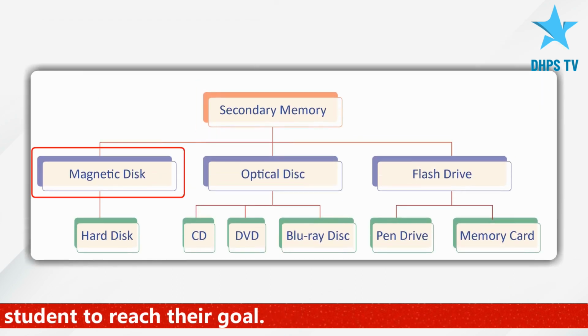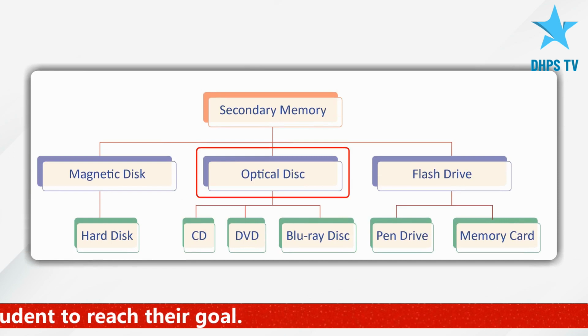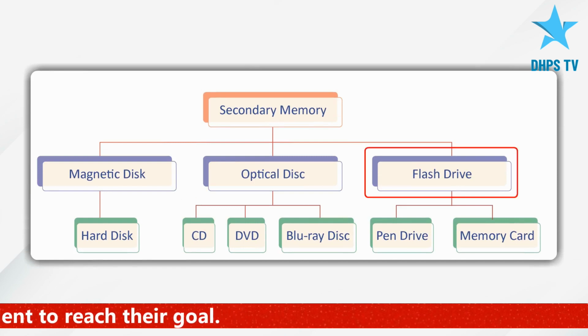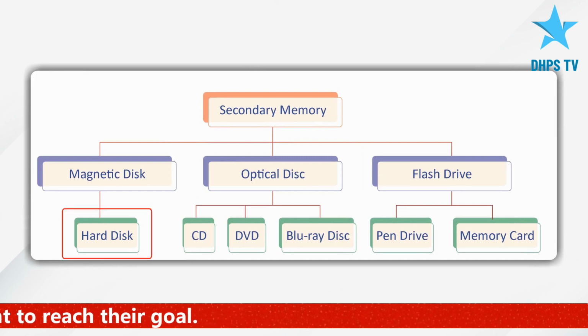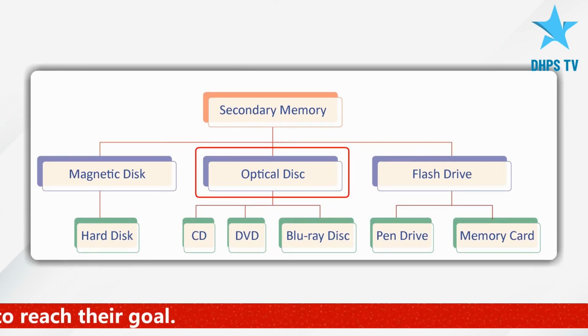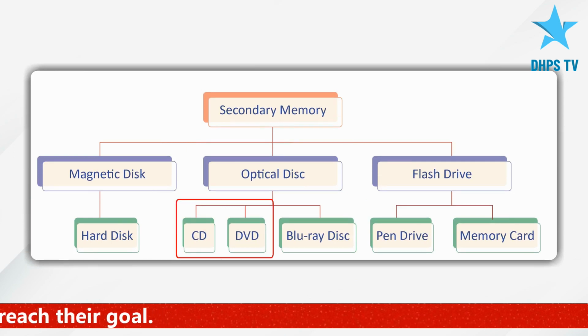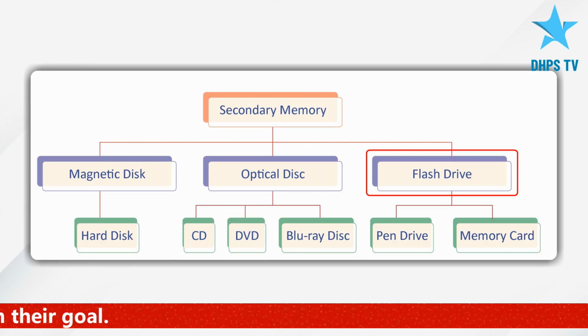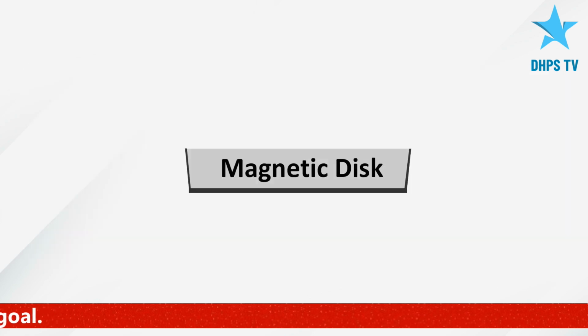Secondary memory: magnetic disk, optical disk, flash drive. Hard disk. Optical disk: CD, DVD, Blu-ray disc. Flash drive: pen drive, memory card. Magnetic disk.